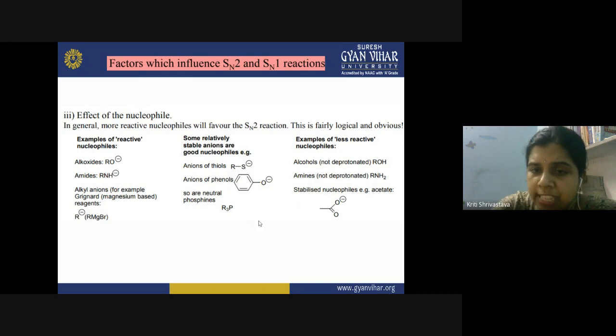But what about the less reactive nucleophiles? Alcohols, when they are not deprotonated, are not good nucleophiles. Once they are deprotonated, they will be good nucleophiles, right? Amines, when deprotonation is done, become amides and become reactive nucleophiles. But when the deprotonation is not there, RNH2 is not a good nucleophile. And a stabilized nucleophile like acetate is also a less reactive nucleophile, and they will favor the SN1 reaction.